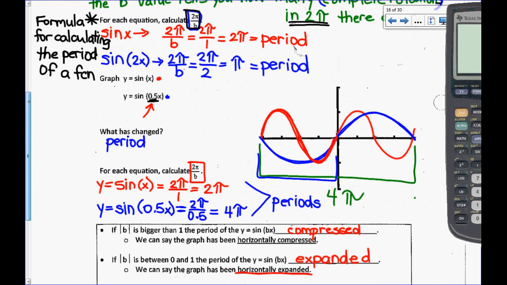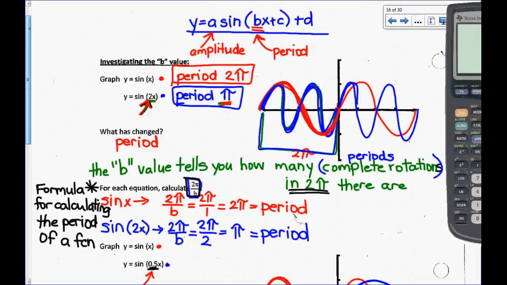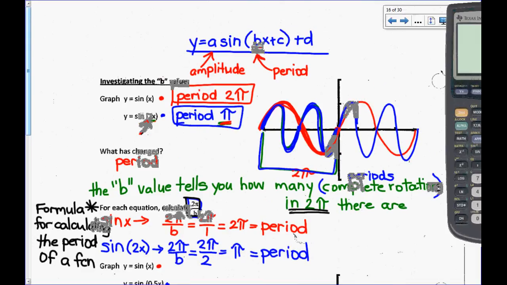Okay, so up here at the top, let's just say here where we put that the b isn't the period, the b is related to the period. Okay, so it tells you how many complete rotations there are in 2 pi. So it doesn't give you the period. Like if that number's a 2 in front of the x, that doesn't mean your period is 2. It means there's 2 complete rotations in 2 pi. Right? Okay.